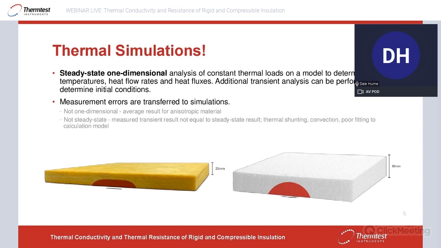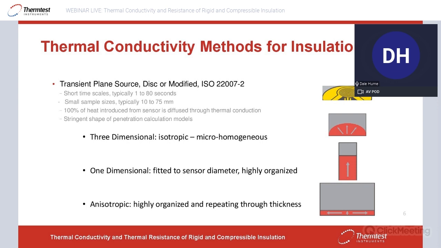Some examples of that, which we'll talk about in some slides, are thermal shunting, convection, poor fitting of the calculation model to the material you're using. So we'll talk a little bit about those. So the two methods we're going to talk about generally for measurement of insulation, and these two methods are used widely for insulation because they both have strengths, one of them being with the transient method, one of the strengths being small sample size. Of course, in an R&D lab, the ability to measure small samples is highly desirable.